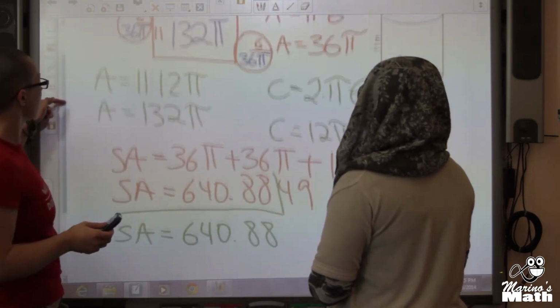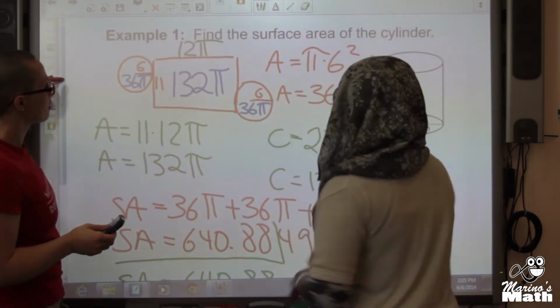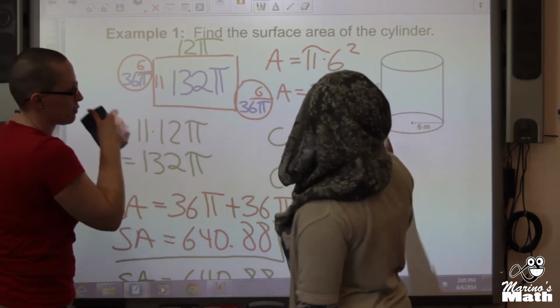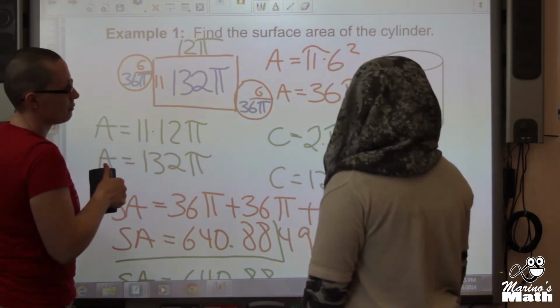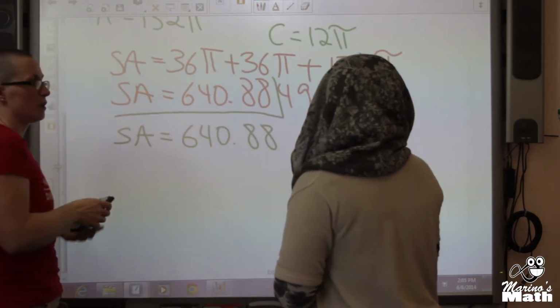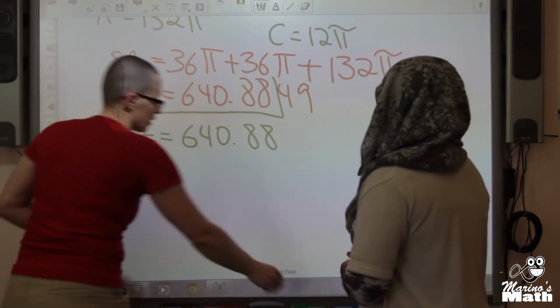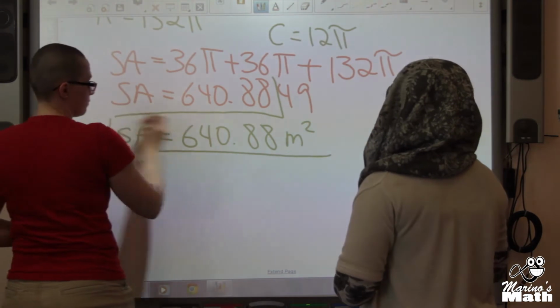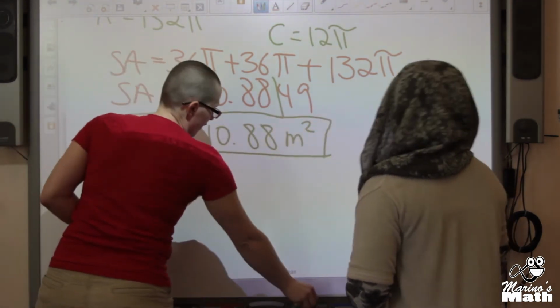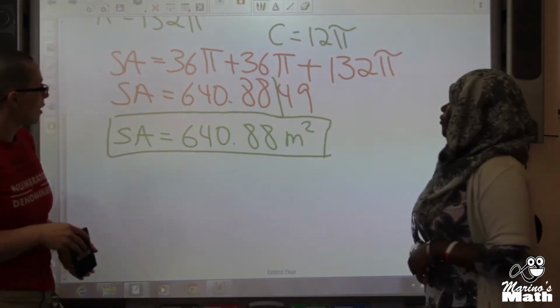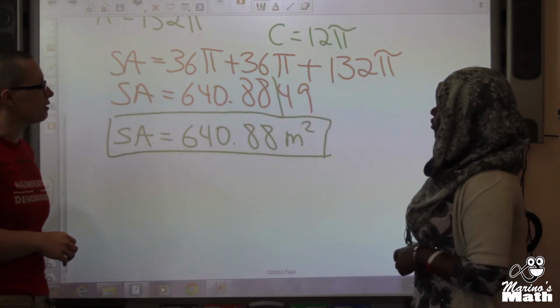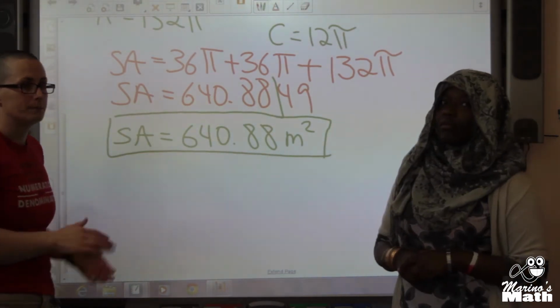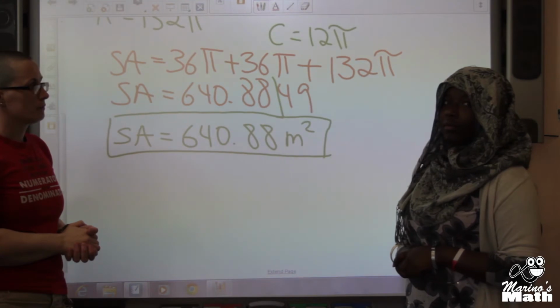Do you know what we started out with? What were our units? The units for the measurements. Meters. So what should our answer then be? Meters squared, because we're talking about area. So our final answer for this first problem was 640.88 meters squared. A lot of work, right?